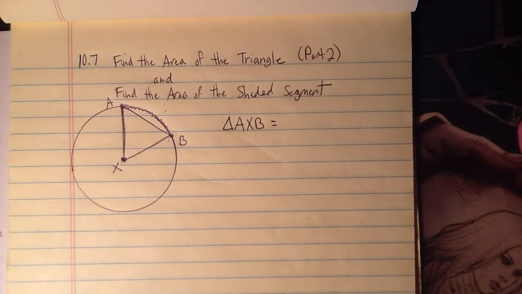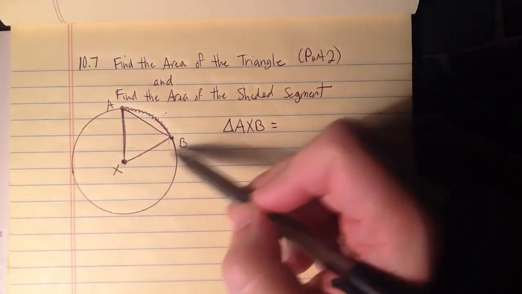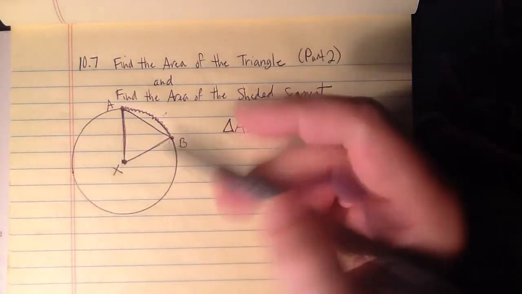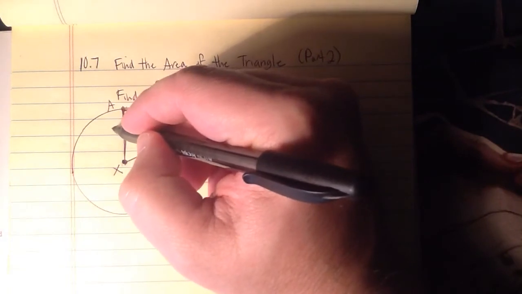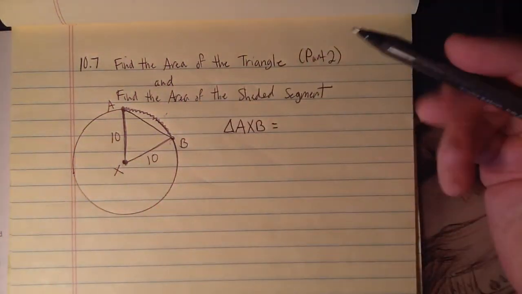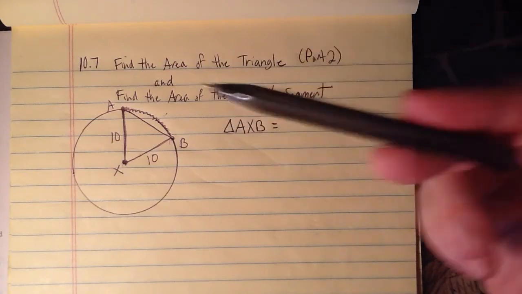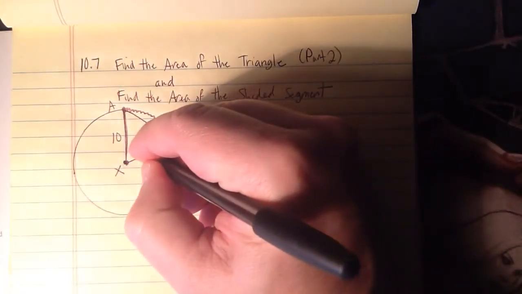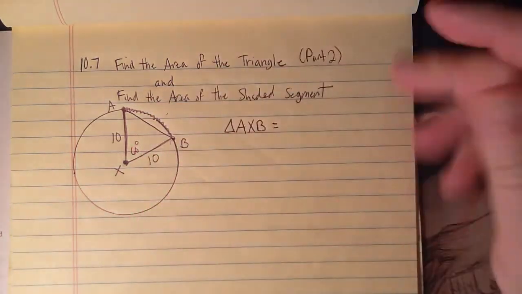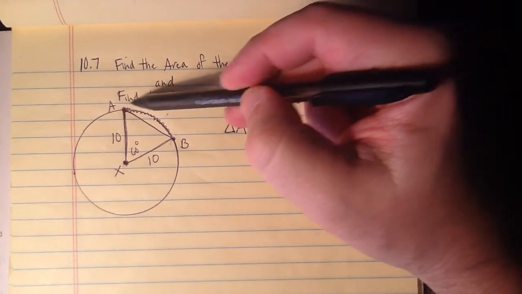Well, we need some information here. So let's say that the distance from A to X and X to B, because they're both radii, is, again, I've been going with 10, so let's just use 10. And the other element that we're going to need is, of course, the central angle. So we'll call the central angle 60 degrees, just for our example, which means the arc measure is also 60 degrees.